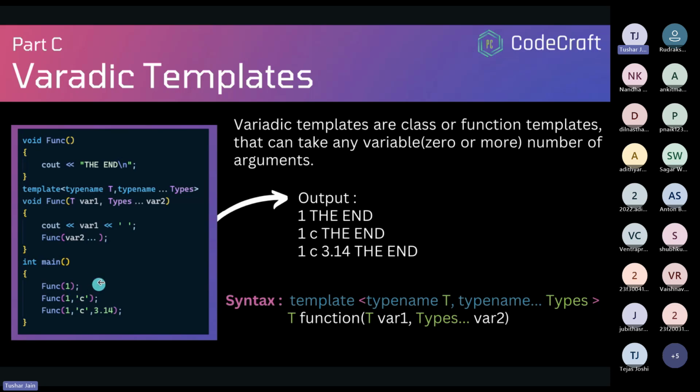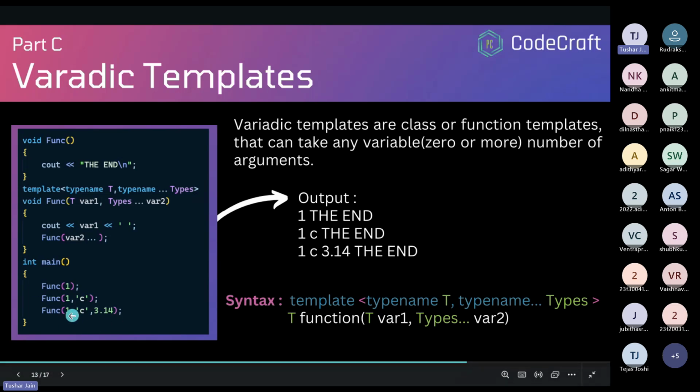For 1 comma c, what happens is that this is 1, and then we have c here as variable 2. So it prints 1, passes c into the function. Then it again goes through this template. Function c and then no argument here. Then function with no argument, and it again goes to here. So 1, c, and the end. If we have 1, c, and 3.14, now see, the data types of all these three are different, right?